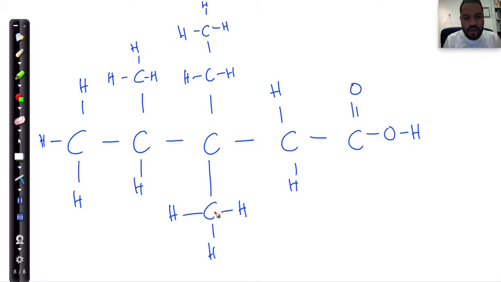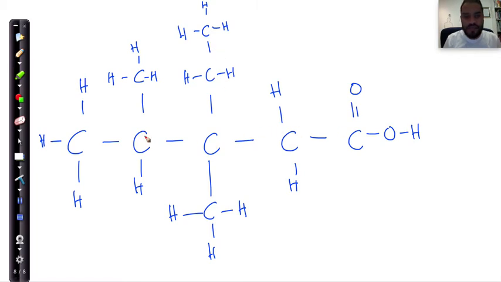So let's find the longest chain. If I count from here, I get 1, 2, 3, 4, 1, 2, 3, 4, 5. But I've got the carboxyl functional group on this side, so I need to actually number closest to that. 1, 2, 3, 4, 5. So that could be my longest chain.